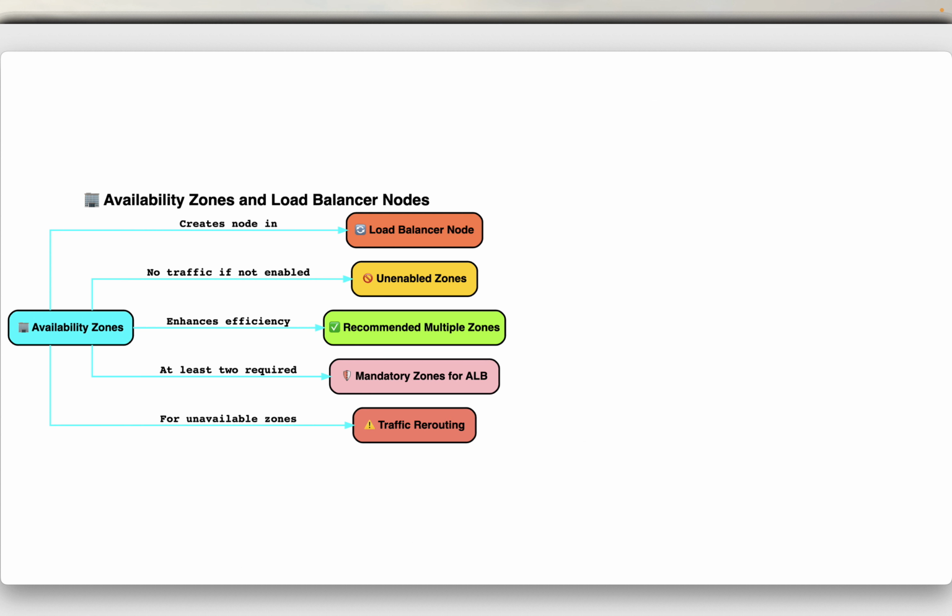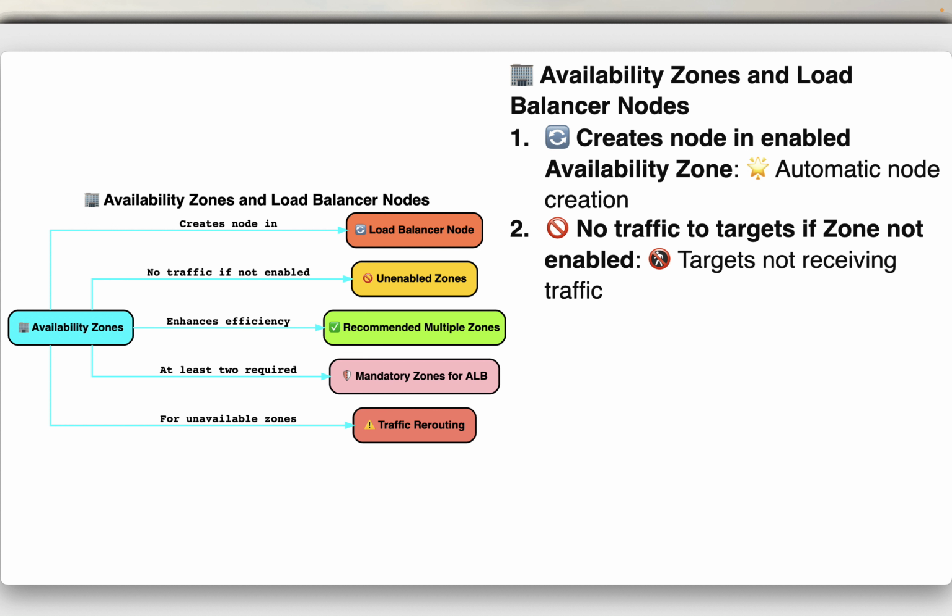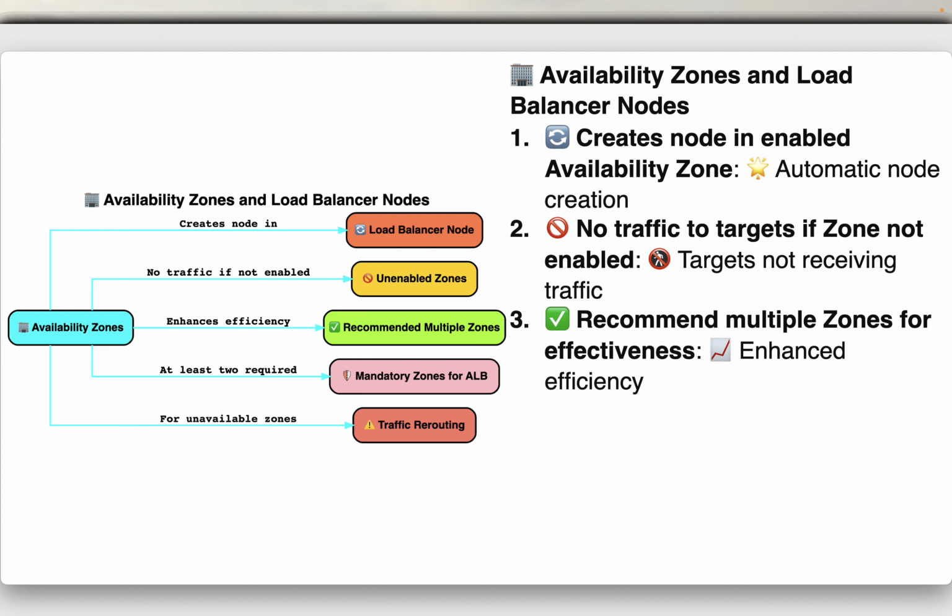Then availability zones and load balancer nodes. So when an availability zone is enabled, elastic load balancing automatically creates a corresponding load balancer node within it. Targets registered in an availability zone that is not enabled will not receive any traffic. Ensuring that each enabled zone has at least one registered target maximizes the load balancer's efficiency.